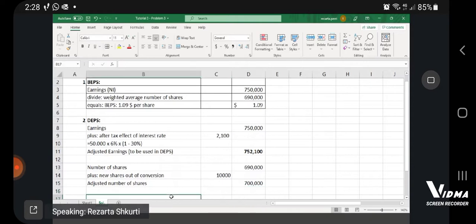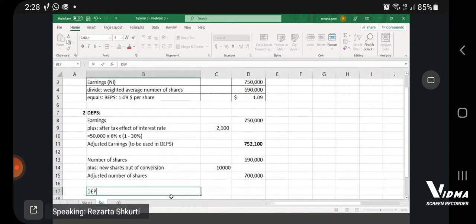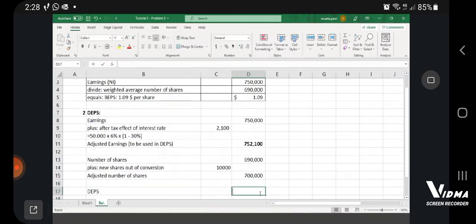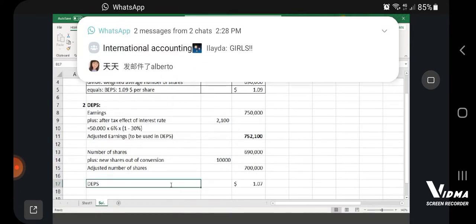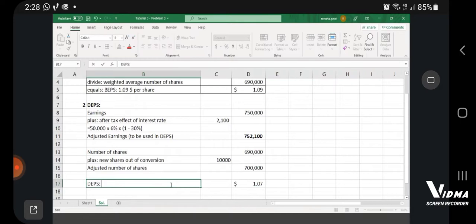That means that the diluted earnings per share figure that we are required to calculate is the division, the ratio between adjusted earnings and adjusted number of shares, that represents a diluted earnings per share of $1.07 per share.